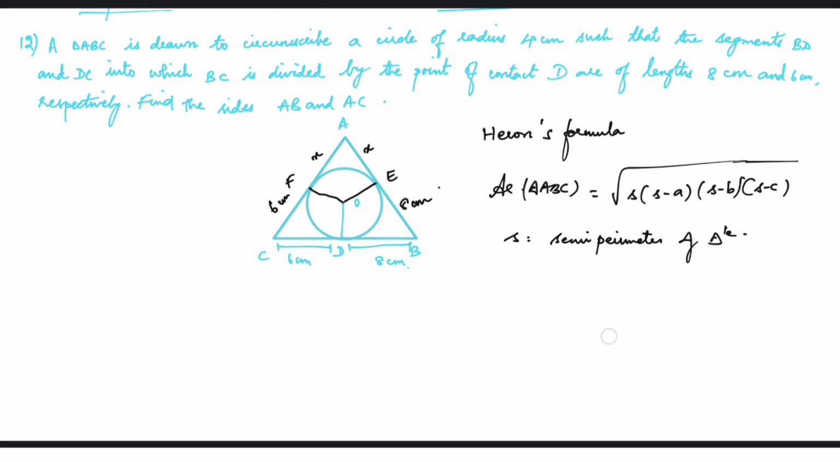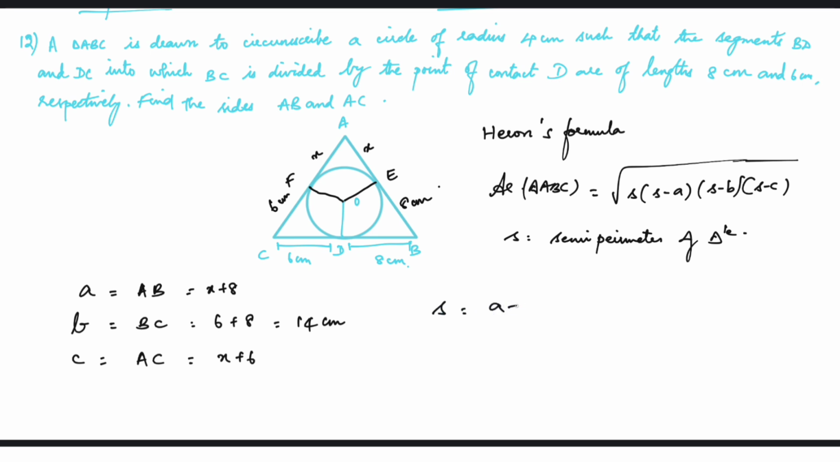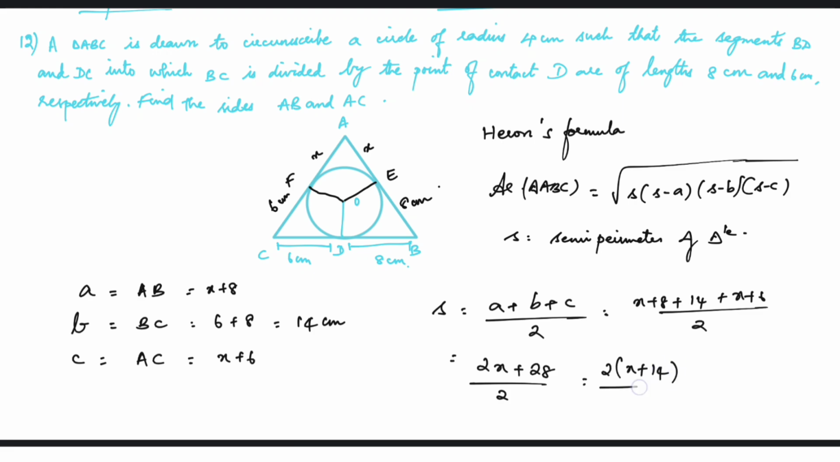Let us initially find the S of this triangle. Let us consider A as side AB, that is x plus 8, B as BC, that is 6 plus 8 is equal to 14 cm, and C as AC, that is x plus 6. Let us find S. S is A plus B plus C by 2. Substituting them, x plus 8 plus 14 plus x plus 6 by 2. We get 2x plus 28 by 2. Taking 2 common, we get x plus 14 divided by 2. Cancelling out 2, we get S as x plus 14.